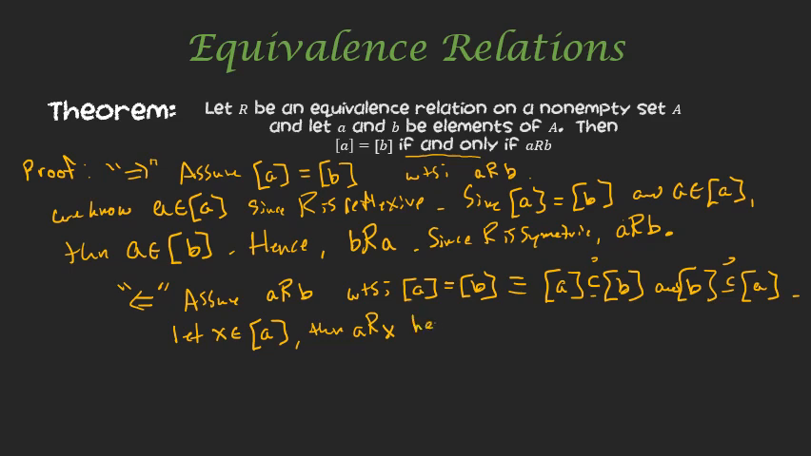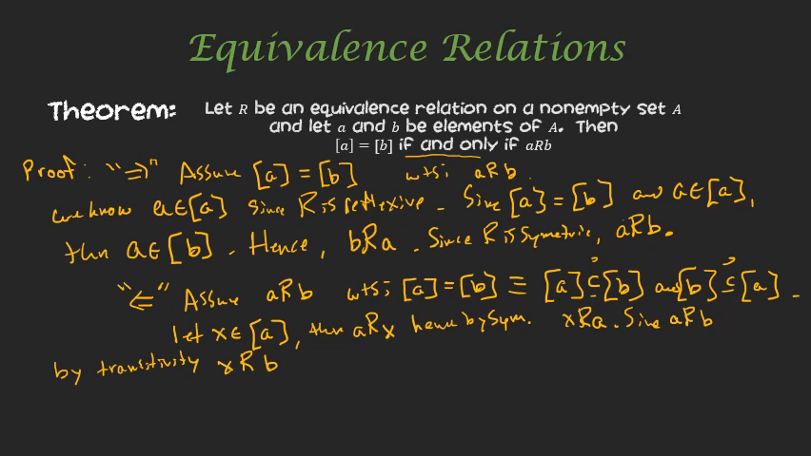Hence, by symmetry, X is related to A. And then I know that A is related to B, since A is related to B. So what can we conclude now? We have X is related to A and A is related to B, by transitivity, X must be related to B.